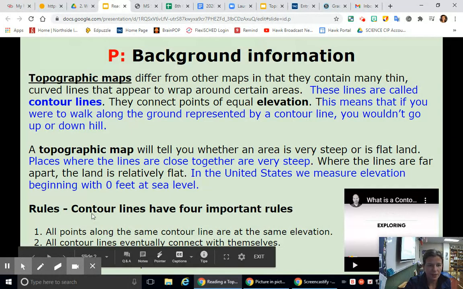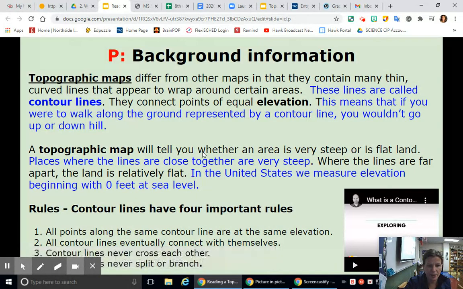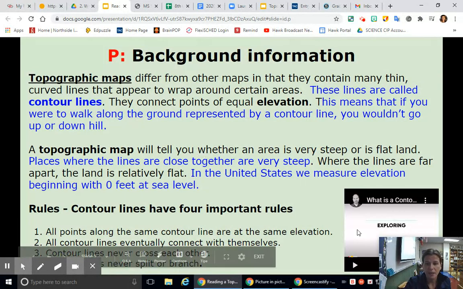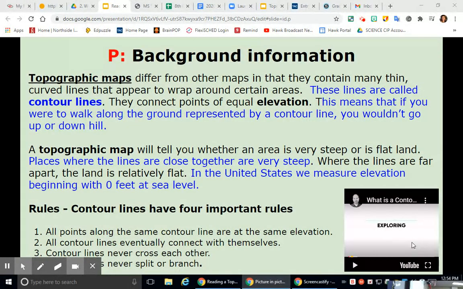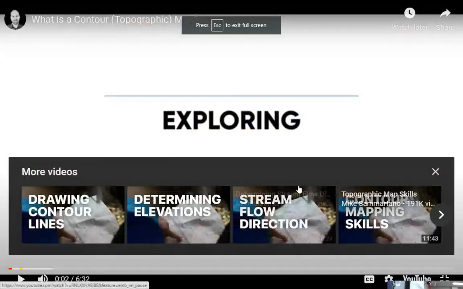Rules for contour lines. All points along the same contour line are the same elevation. All contour lines eventually connect themselves. Contour lines never cross each other. Contour lines never split or branch. And if you click down here on this video, you can watch a video on contour maps. I'm just going to play a little bit and pause, but you can come back in and play the rest of the movie.